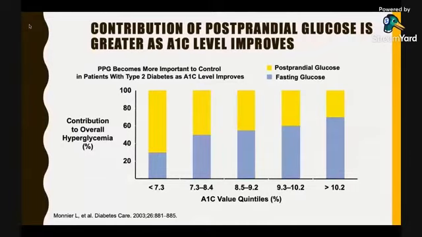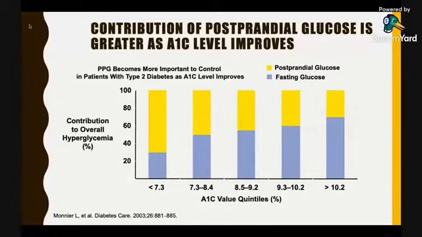But what happens in the Indian population is that even at very high HbA1c, the postprandial glucose contribution is much more significant than our Western counterparts. So this is something which is different in the Indian population, and that might be because the majority of the Indians are consuming a high carbohydrate meal.